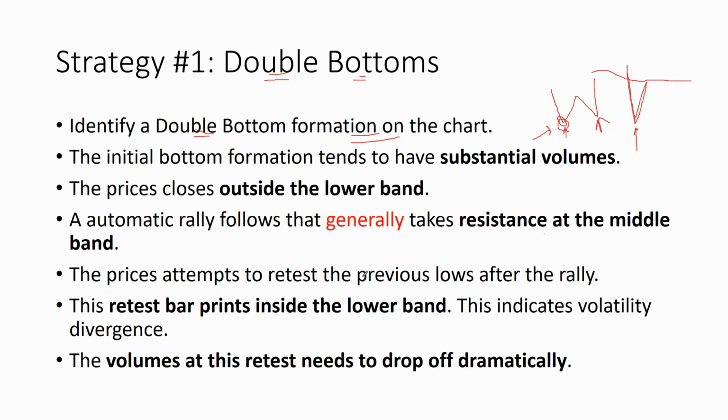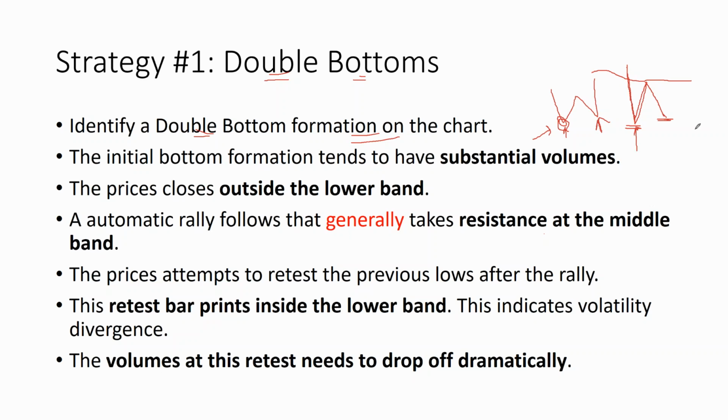The price attempts to retest the previous low after the rally. Now after resisting on the middle band, the prices come down again and retest the previous low, this one. As this retest bar prints inside the lower band, this indicates the volatility divergence.